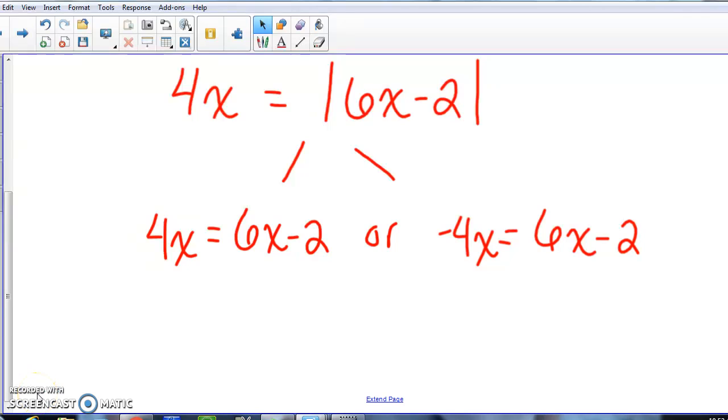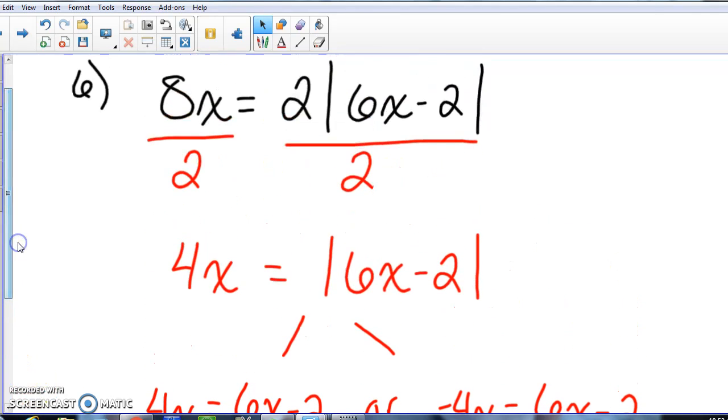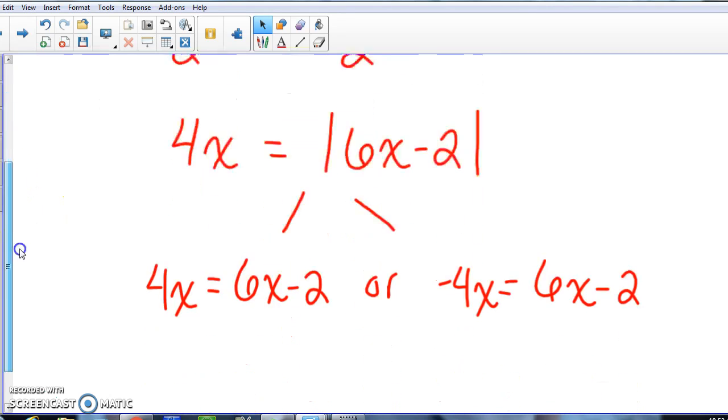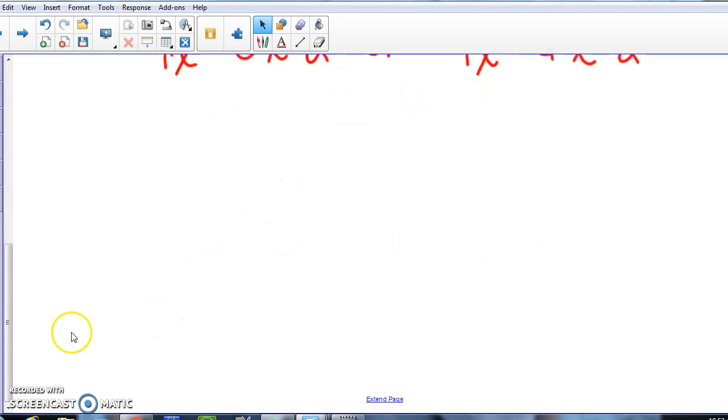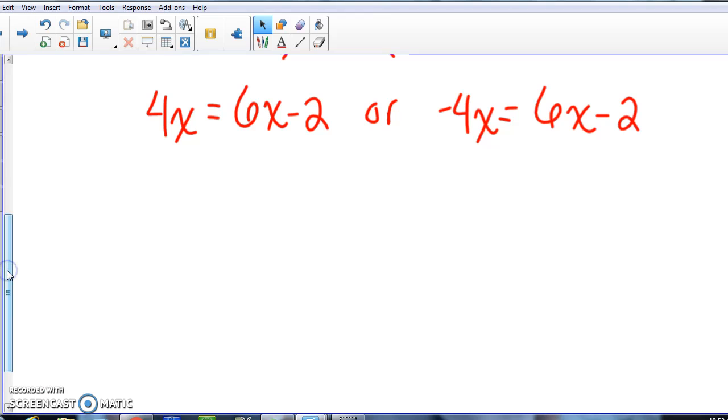Alright guys, so this is where we left off on Friday in class. So let's kind of go from here. We were on problem number 6. This had the variables on both sides. We had talked through, okay, our first step is to still get the absolute value by itself. We had done that. Now that we were here, we still had to set up two cases, the positive and the negative version of this absolute value. Alright, so at this point, we are ready to solve these.